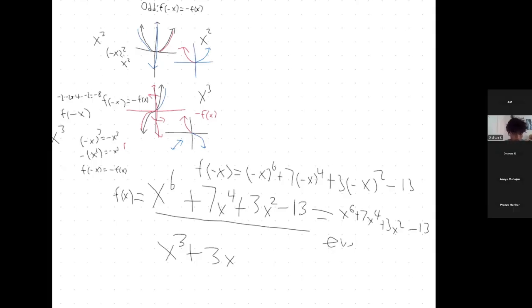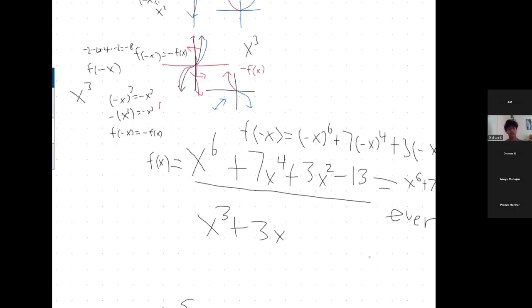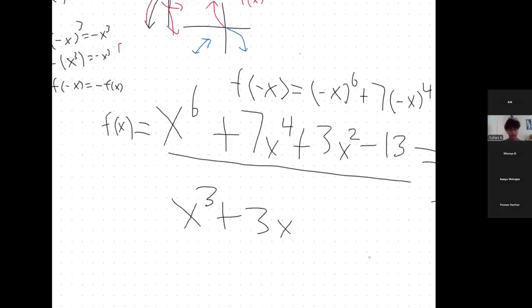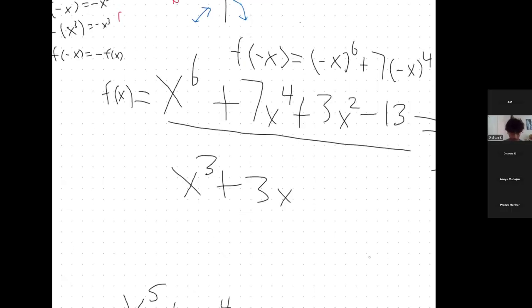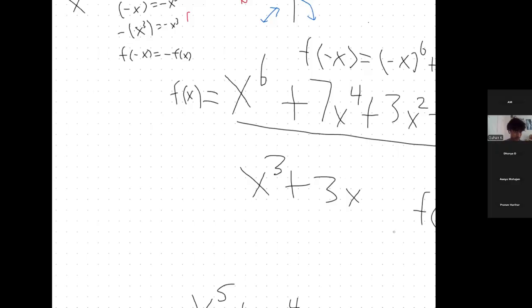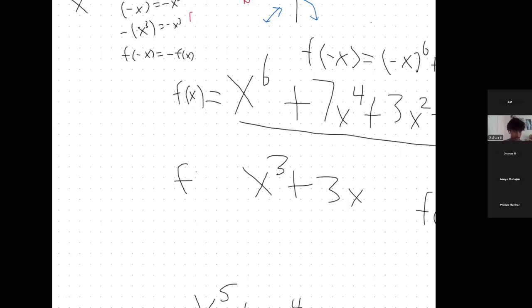Now let's look at this one. We have to find if this function is even or odd. When you're testing for even or odd functions, always look at f of negative x first. Since this is f of x, now f of negative x, let's plug it in.